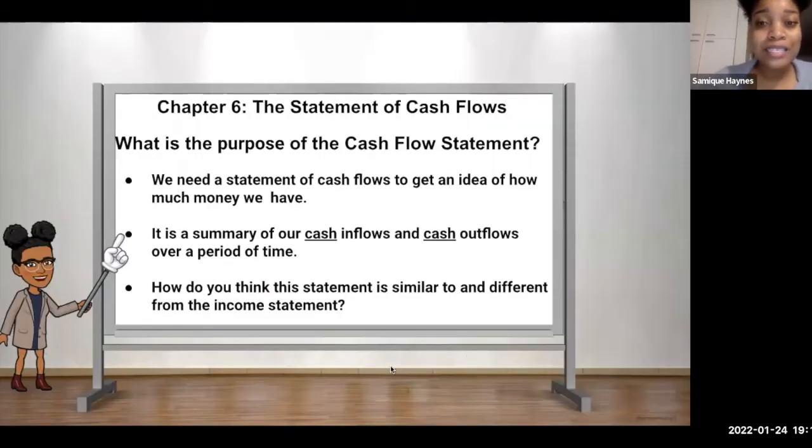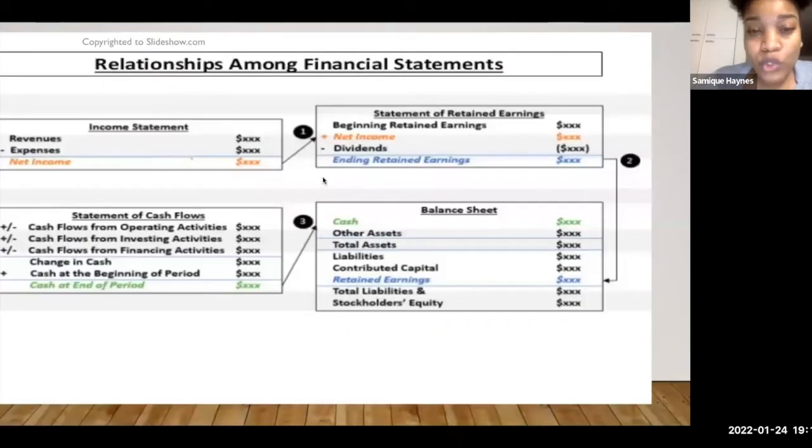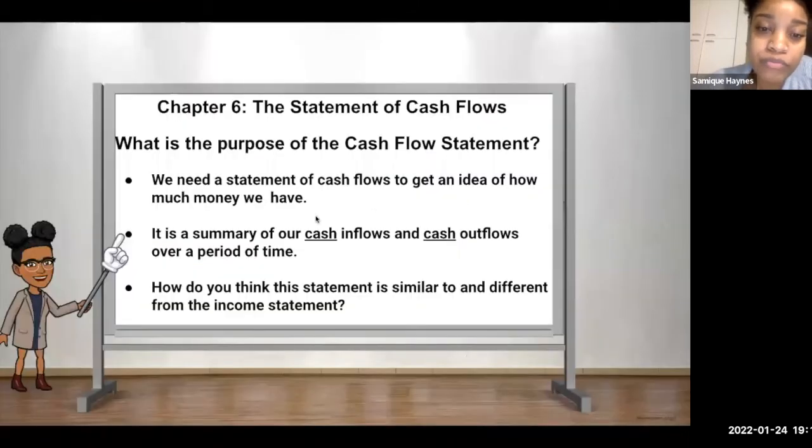So chapter 6, the statement of cash flows. When you hear the words statement of cash flows, what comes to your mind? What do you think about when you hear that? Revenues and expenses. Okay. How much money has been earned? Cash movement. Okay. Now, when you think of revenues and expenses, I want you to remember that. You said revenues and expenses. That reminds me of the income statement, correct?